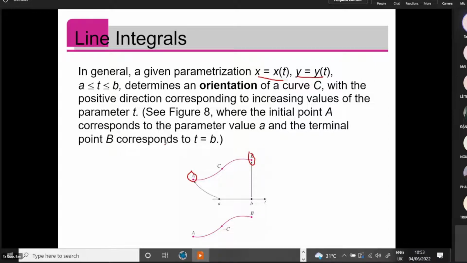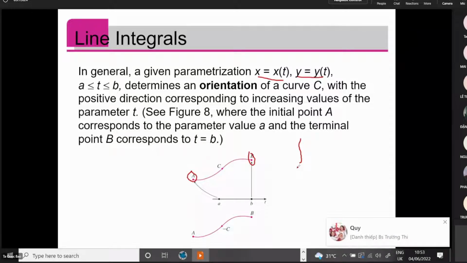So if we change the value of t, then we get the curve in the direction from B to A. Then we denote it minus C. Minus C means that we go from the point B to A. And similarly, now you can see the integration that I write here, let's choose x0 and x1. Okay, so the function f(x) dx.